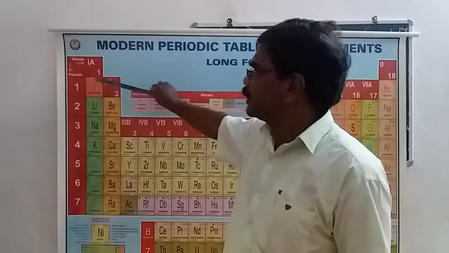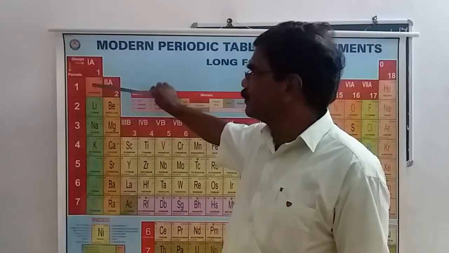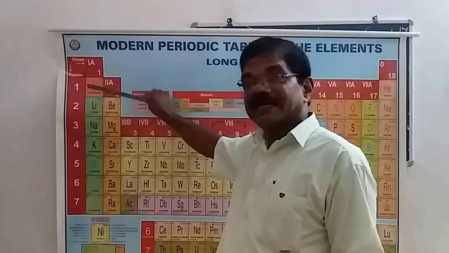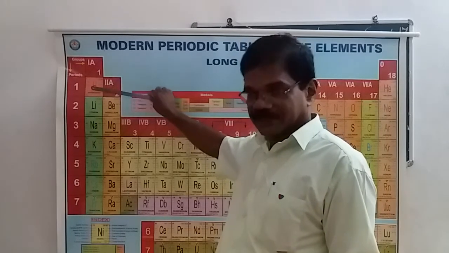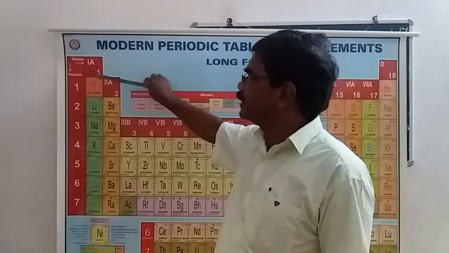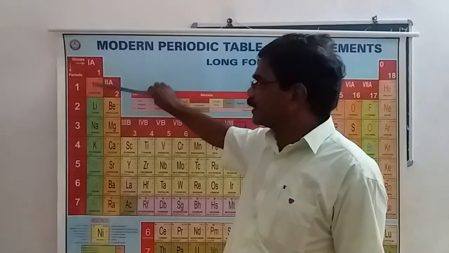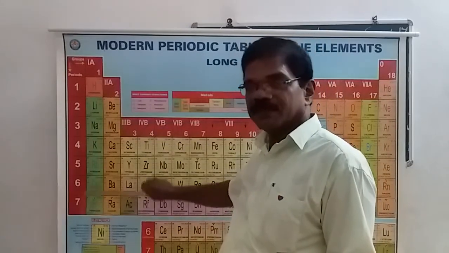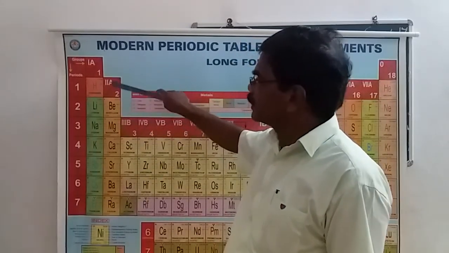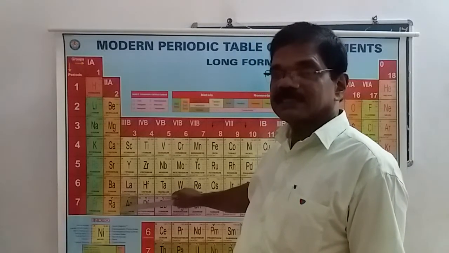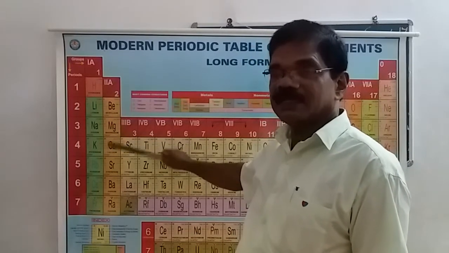So the next thing you have to learn is how the metallic character changes in a group. Metallic character means losing electrons. In a group, metallic character increases from top to bottom. What is the reason? The size of the atom increases.